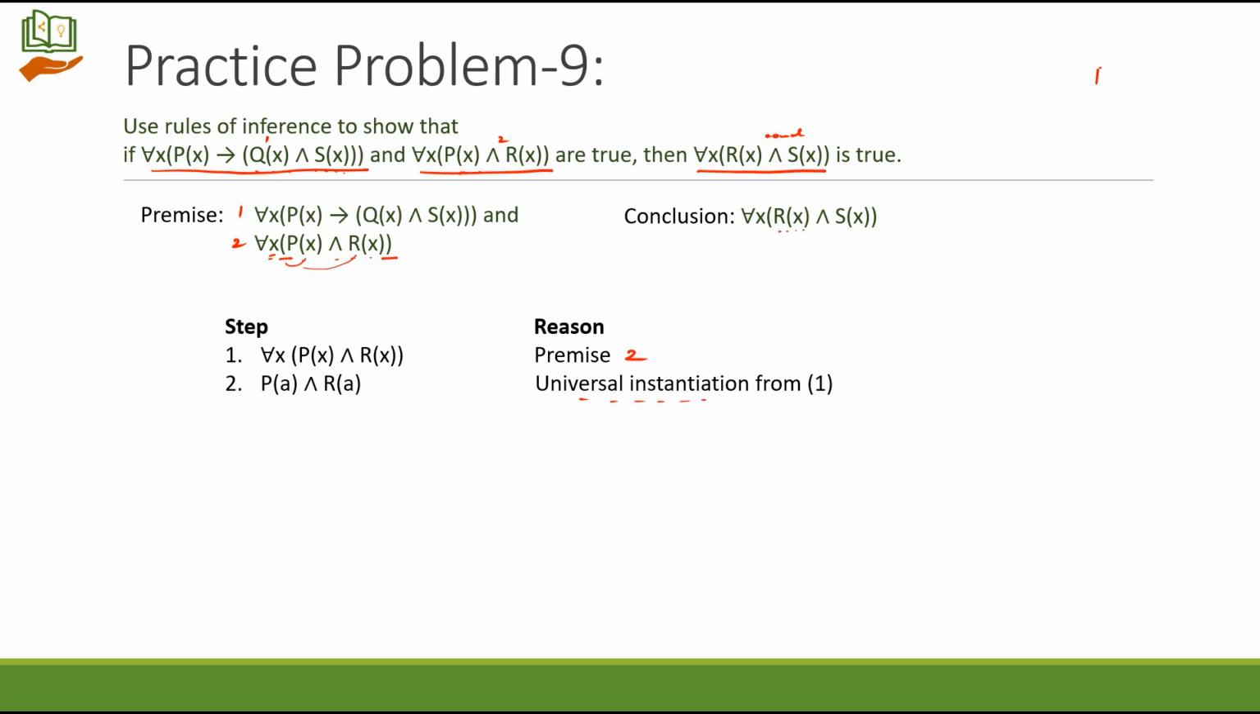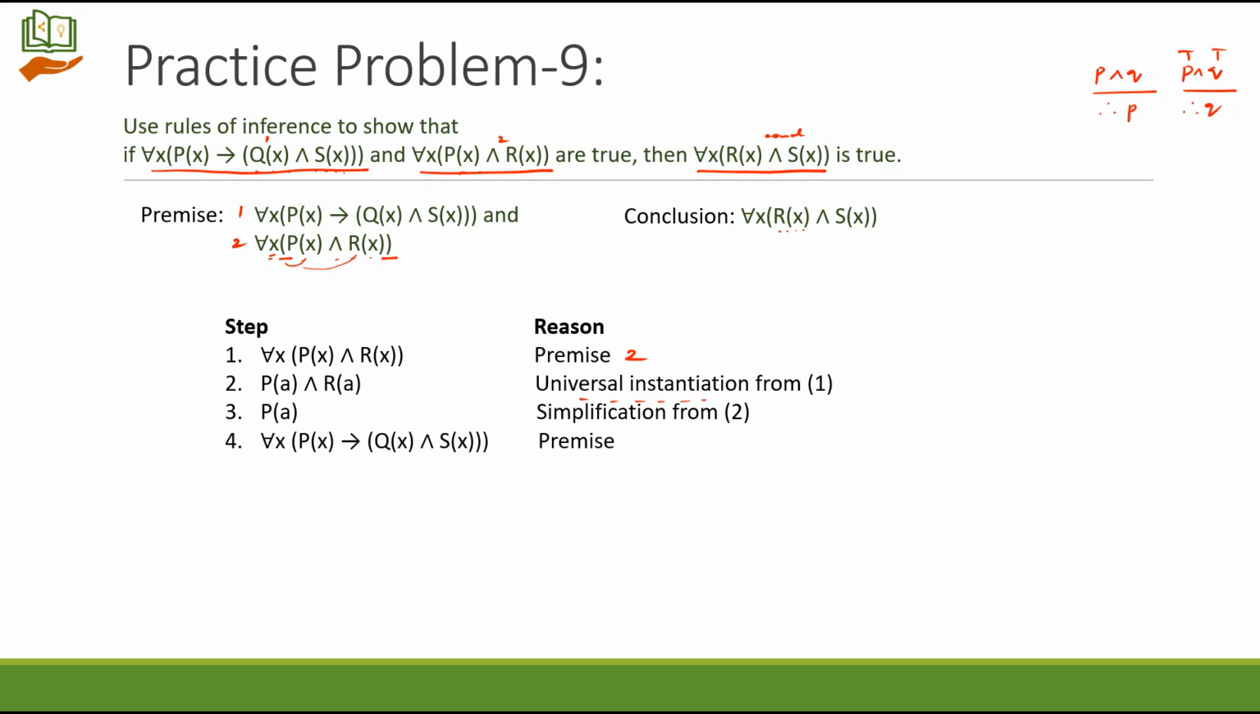Using the simplification rule on p and r, what can you conclude? You can conclude p in one step. Using simplification from the second step, we are getting p of a. Then we move to the next premise, that is the first premise. We have for all x, p of x implies q of x and s of x. Using universal instantiation, we will make this p of a implies q of a and s of a. So this is the fourth step's universal instantiation, and this is the third step we are going to consider.